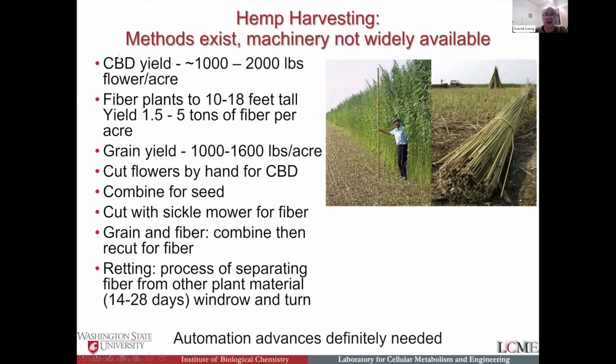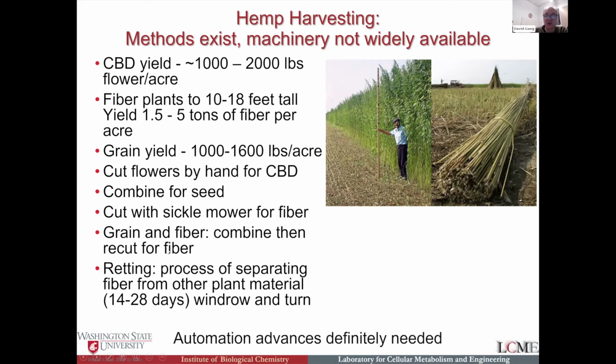Yields for the plants for CBD can be as much as 1,000 to 2,000 pounds per acre for flower varieties. Fiber, these plants can easily be 10 to 18 feet tall or taller. You can yield 1.5 to 5 tons of fiber per acre, depending on where you grow it. Grain yield can be 1,000 to 1,600 pounds per acre. A lot of places it's lower. It's in the mid 400 to 600 range. In our area, they tend to be in this higher range. If you're going to grow it for a cut flower market, you have to do it by hand. If you're going to grow it for seed, using a combine is what you want.